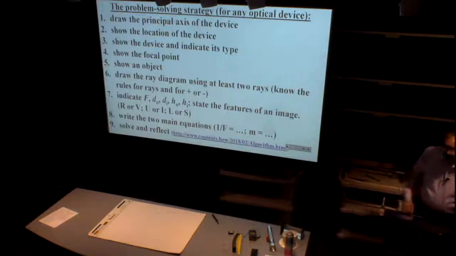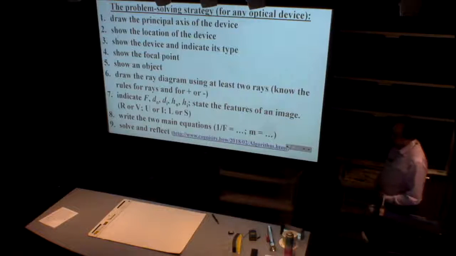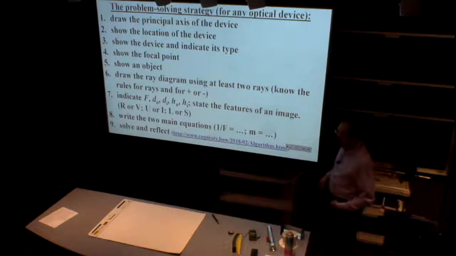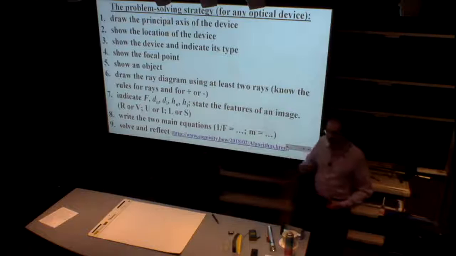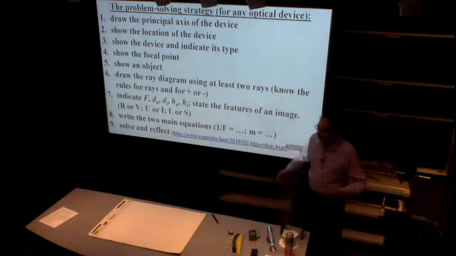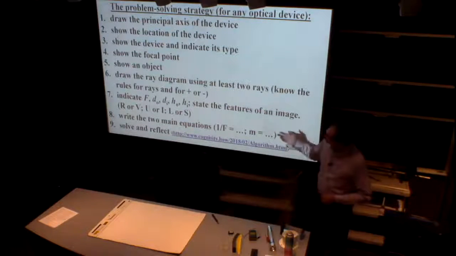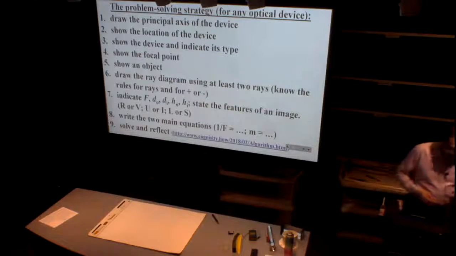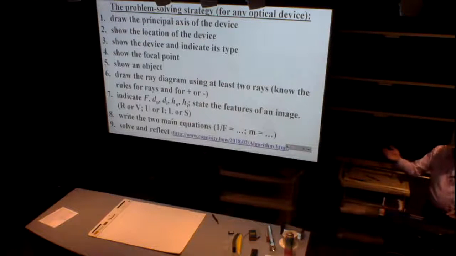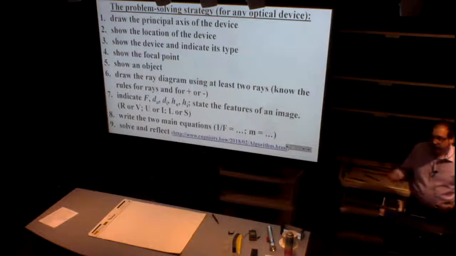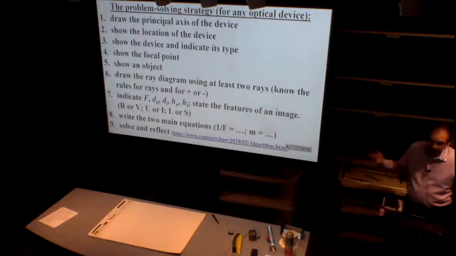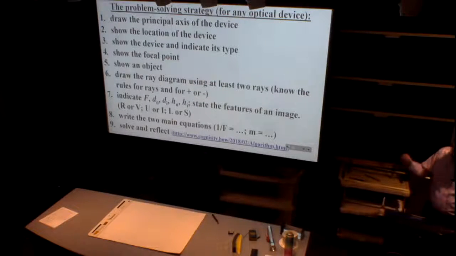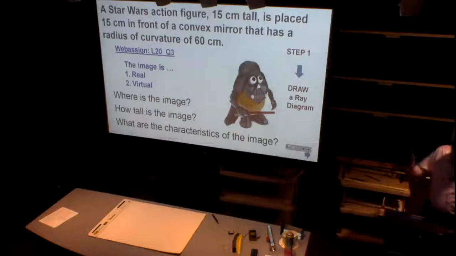And the standard strategy for any problem always starts from a diagram, and the diagram has elements, so we have to draw all elements: principal axis, the device, important points, starting from a focal point, an object, then actual rays, and you can use only two rays. Two rays are sufficient. You can do more, but two is sufficient. And then you can see an image, write two equations, and solve those equations. Well, so please do that.